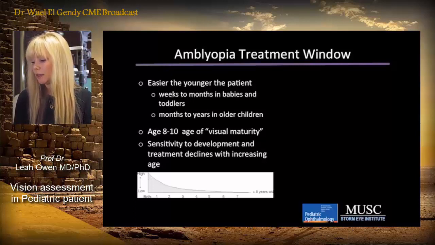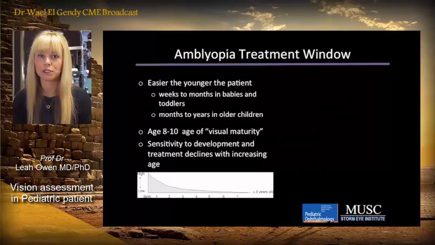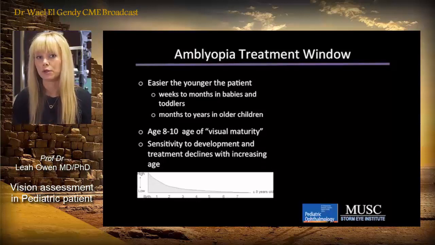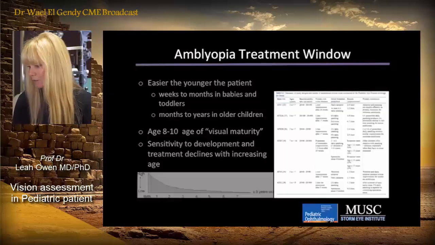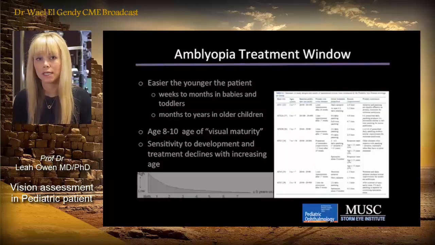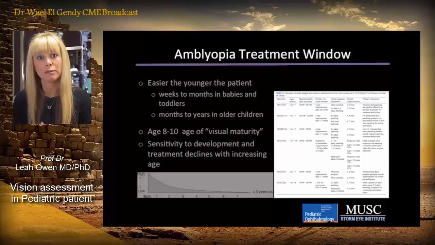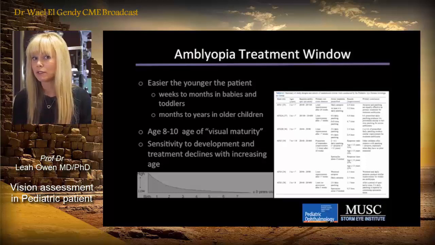So traditionally we think that the age of visual maturity is about age 8 to 10. So these therapies are much more effective earlier, prior to that age. And as can be seen here, we've done a lot of testing on which modalities are best, and because I mentioned several to you, all based on the same principle.